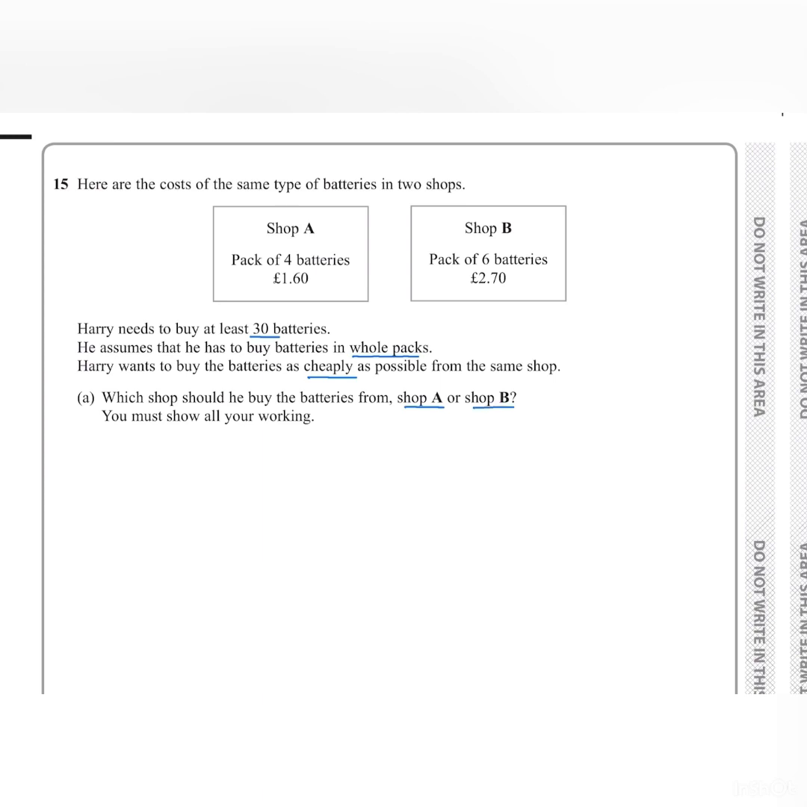Now, this question is about best value. So which one would be the cheapest to buy? Now, if he wants to buy 30 batteries from shop A, he needs to have how many packs? We got 4 batteries in a pack. So 7 times by 4 makes 28. So he needs to buy basically one more. So he needs to buy 8 packs. That will make 32, so over 30 batteries. Because if you buy 7 packs, it'll only be 28. But he needs to buy at least 30 batteries. So he needs 8 packs from shop A.